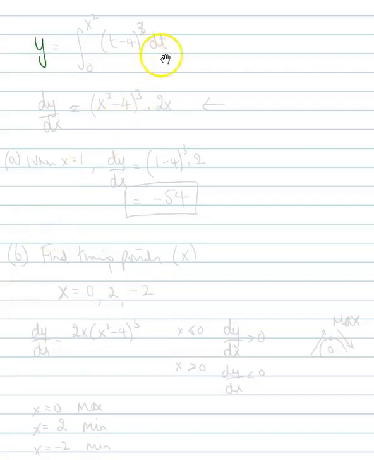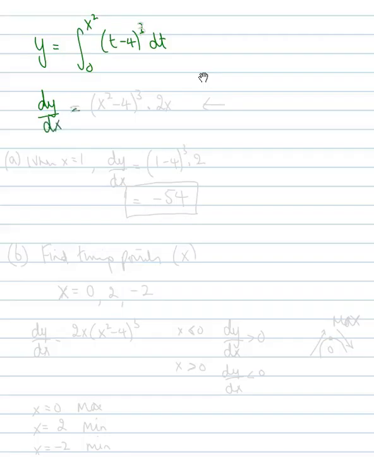Okay, so we've got this function here, y equals the integral from 0 to x squared of (t minus 4) cubed dt, and we have to find the gradient at the point where x equals 1. So whenever you have to find gradient or slope or rate of change, what we're talking about is the derivative. So we want to find dy/dx when x equals 1.